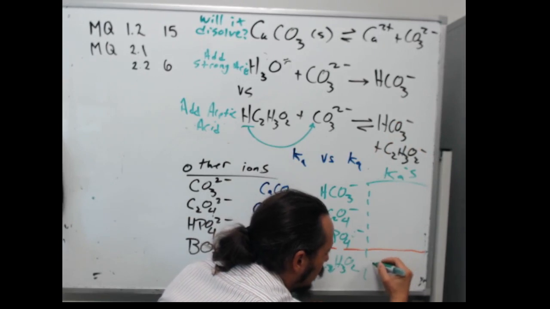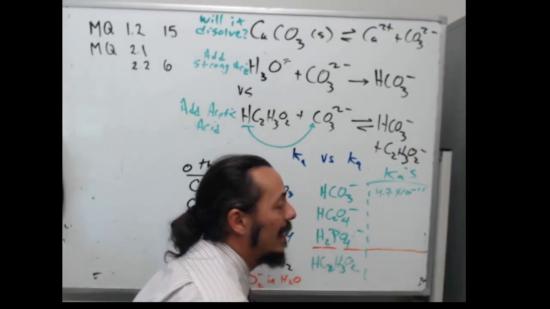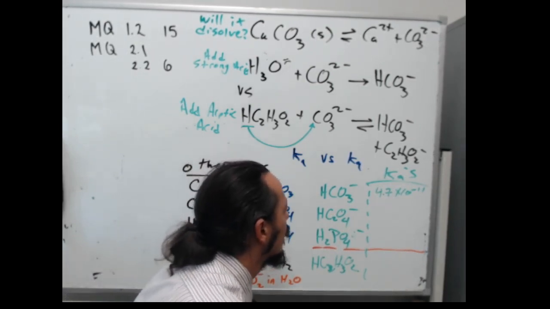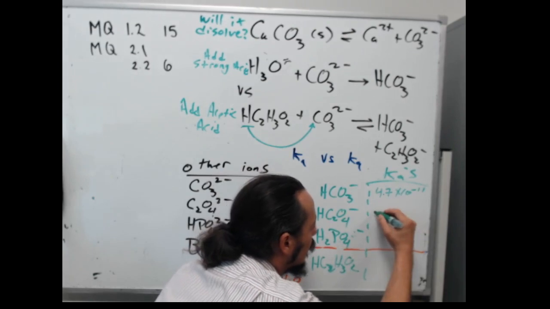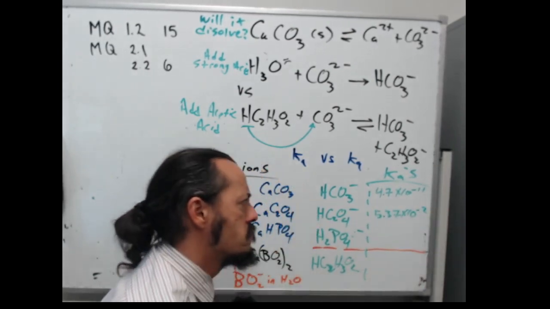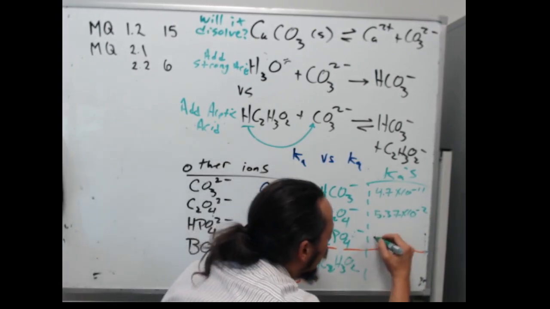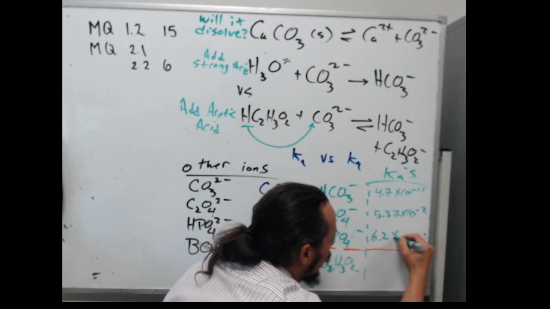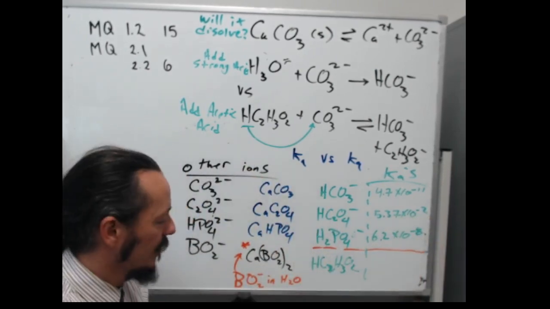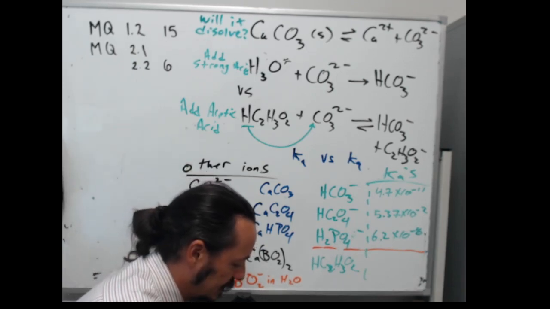For the carbonate one, it's 4.7 times 10 to the negative 11. Is that for hydrogen carbonate or carbonate? Yeah, hydrogen carbonate. Okay. For hydrogen oxalate, it's 5.37 times 10 to the negative 2. And then hydrogen phosphate is 6.2 times 10 to the negative 8. What was the Ka for acetic acid? For acetic acid, 1.8 times 10 to the negative 5.